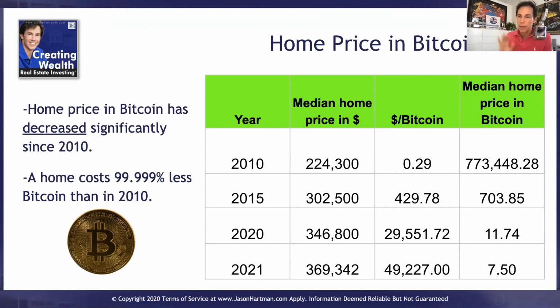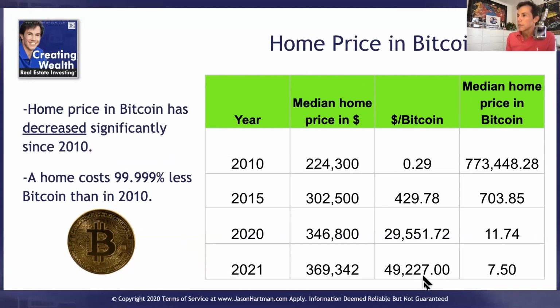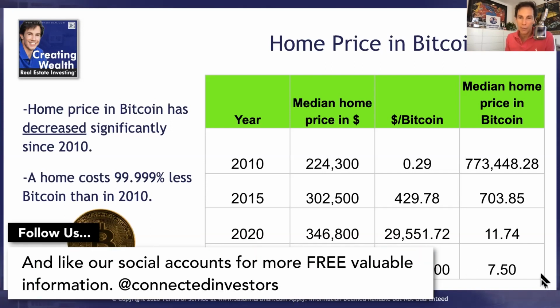But nonetheless, Bitcoin has had an incredible run, and we'll see if it keeps going. And as of January, it was about $49,000. So in 2010, when Bitcoin was worth nothing, pretty much, it would take you 773,000 Bitcoin to buy a house, and the house price was lower then. But today, it would only take you 7.5 Bitcoin to buy a house. Pretty shocking and amazing, isn't it? Okay. So if you use Bitcoin as a measuring stick, housing is really, really cheap, incredibly cheap.